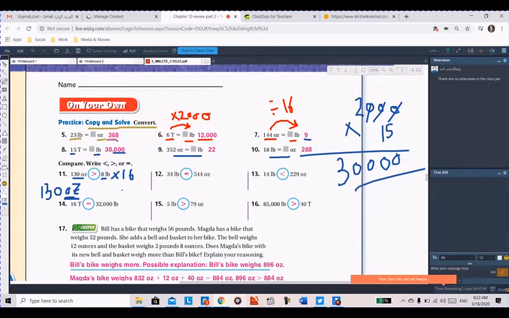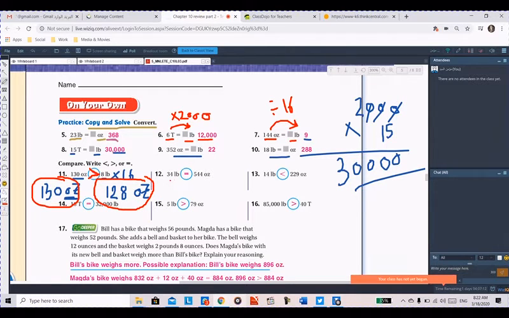8 multiplied by 6 equals 48. 8 and carry 4. 1 multiplied by 8 equals 8 and 4. It will be 128 ounces. So which is greater here? 130 or 128? 130 is greater, so here this sign.